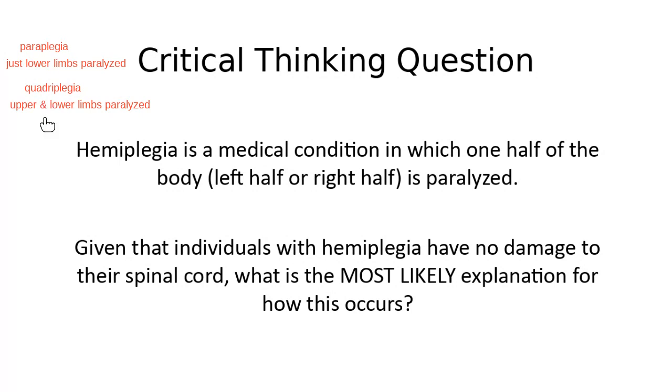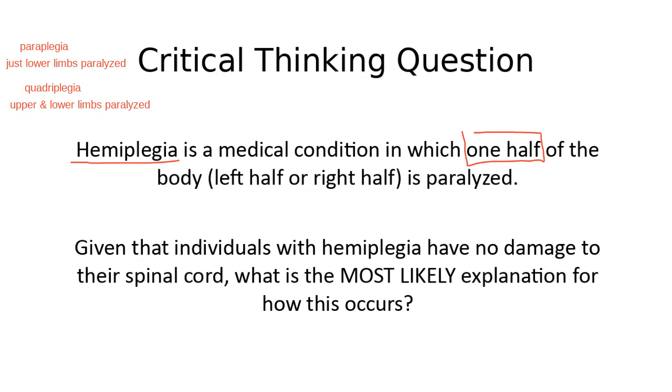Think about the level that you're at and whether the neurons are going to the arms or the legs at that level. If we damage the spinal cord at one level, anything below it is not going to function anymore. I did ask you to consider one other kind of paralysis, and that's called hemiplegia. In hemiplegia, it's actually just half of the body that's paralyzed.